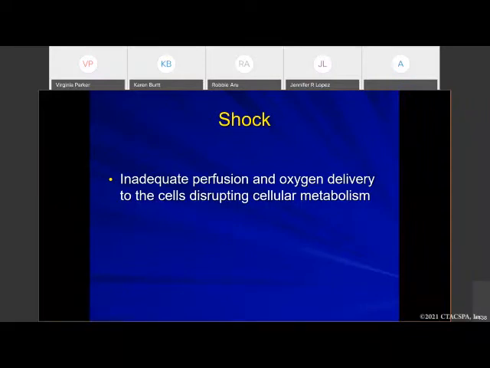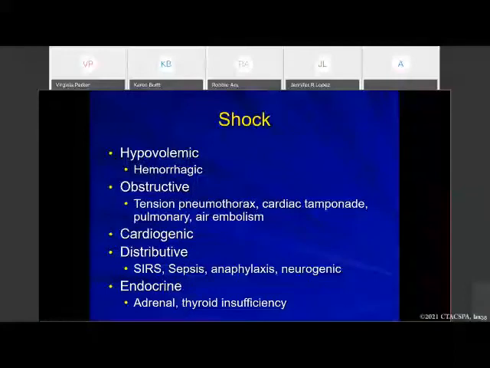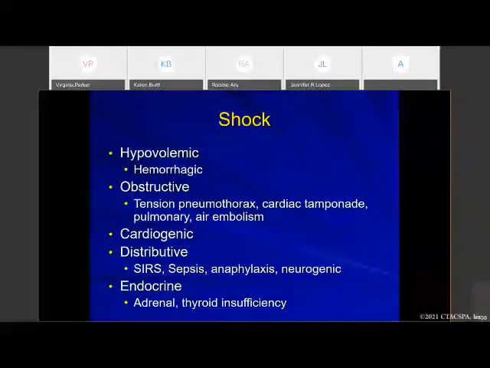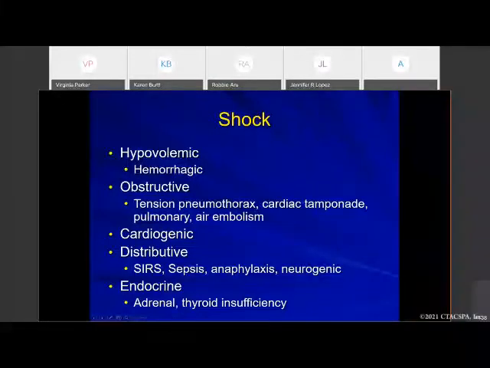So shock is inadequate perfusion and oxygen delivery to cells, disrupting the cellular metabolism. That's the official definition. So you can have hypovolemic shock, for us a lot of times it's hemorrhagic shock. We talked about some of the stuff yesterday, mostly, and embolisms. Cardiogenic, we've kind of already touched on that.